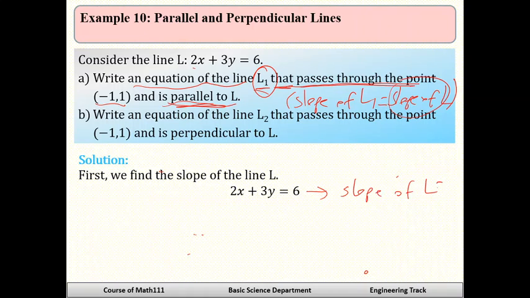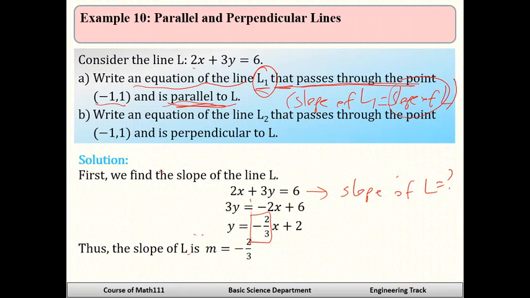Can we get the slope of L? Yes. If we isolate y and write this as y equal to mx plus b, then you can tell this is the slope. So let's do it then. Isolate y, and we end up with this. So what is the slope? The slope turns out to be the coefficient of x, which is minus 2 over 3. And now we write the slope of L is negative 2 over 3.